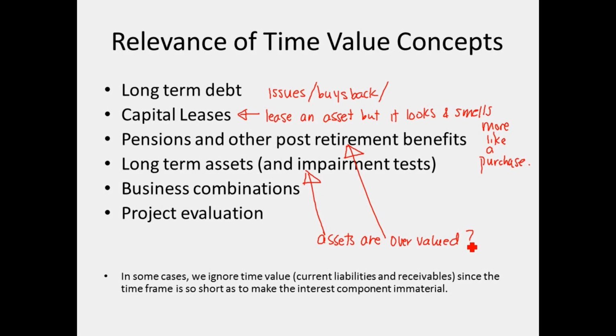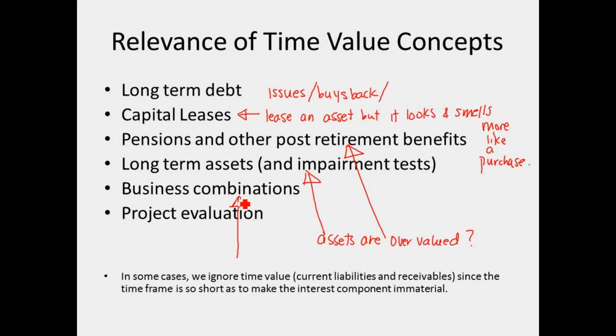Okay, if I am thinking about merging with another company, and I need to figure out what that company is worth, basically the way I figure out what something is worth is I project the cash flows and I discount them to the present, which is using the time value of money. And I can do the same thing whether it's an entire business or just a single investment project.